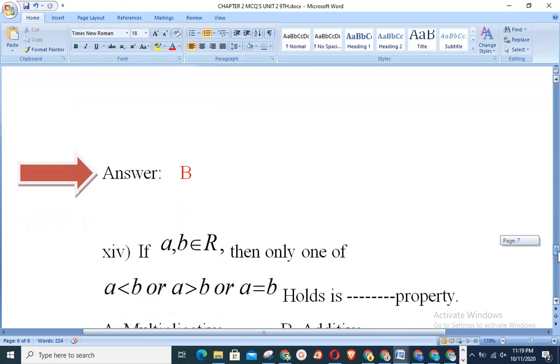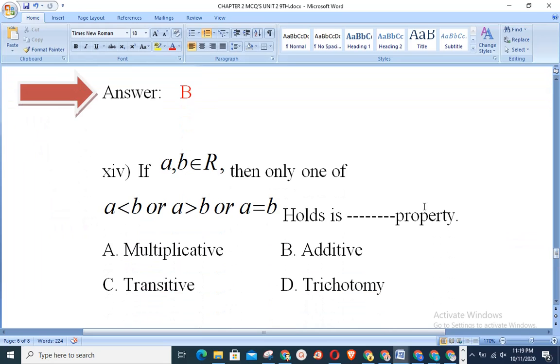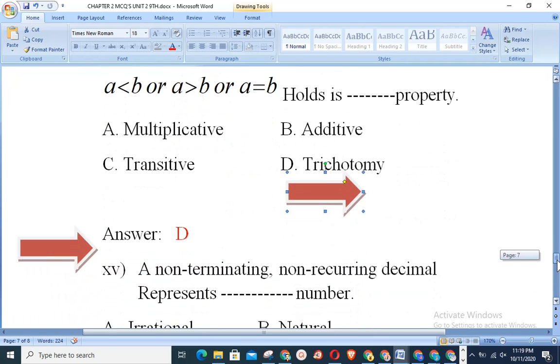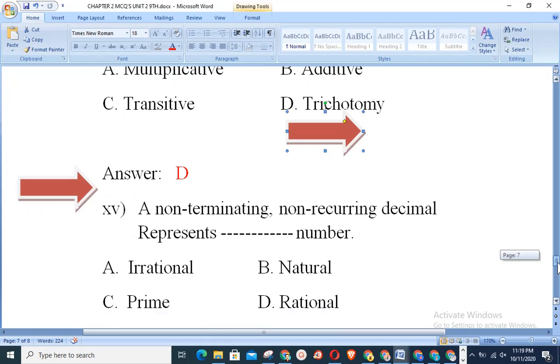Going ahead towards objective number 14, that is also a property. If a, b belong to R, then only one of a is less than b, or a is greater than b, or a is equal to b holds, is called dash property. Dear students, if you have studied all these properties, it is the definition of trichotomy property. So option D is my correct option, as you can see.